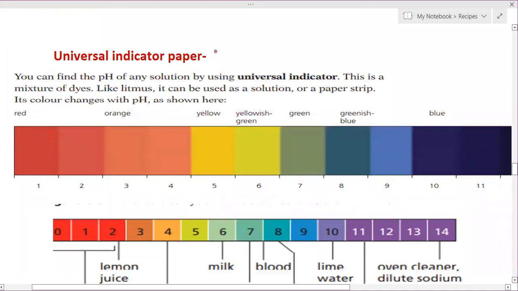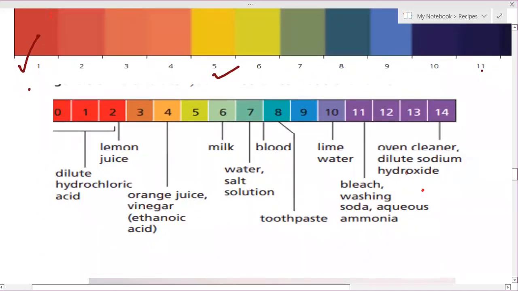We will use universal indicator paper to identify whether a substance is acidic or basic. See, this is the universal indicator paper. We see here dark red color, lighter red color, orange color, or here we can observe dark blue color. So dark red color indicates highly acidic substance, and dark blue color on the pH paper will indicate highly basic substance.